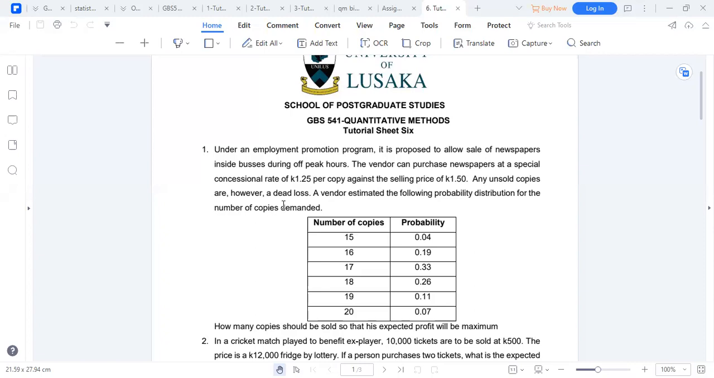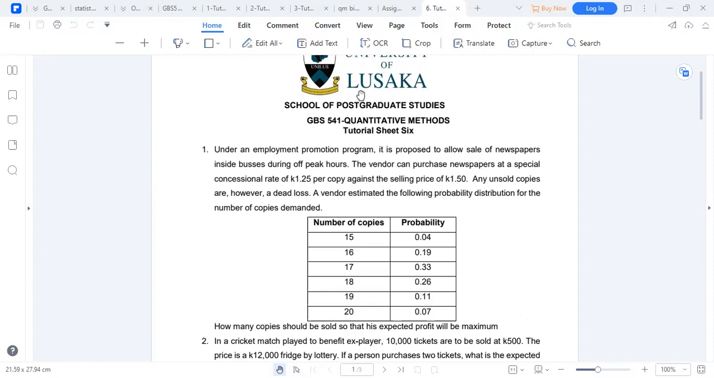under an employment promotion program, it is proposed to allow sale of papers inside buses during peak hours, so the vendor can purchase newspapers at a special concession rate of 1.25 against a selling price of 1.50. Any unsold copies are a dead loss. A vendor estimated the following probability distribution for the number of copies demanded. So how many copies can be sold so that the expected profit is maximal?